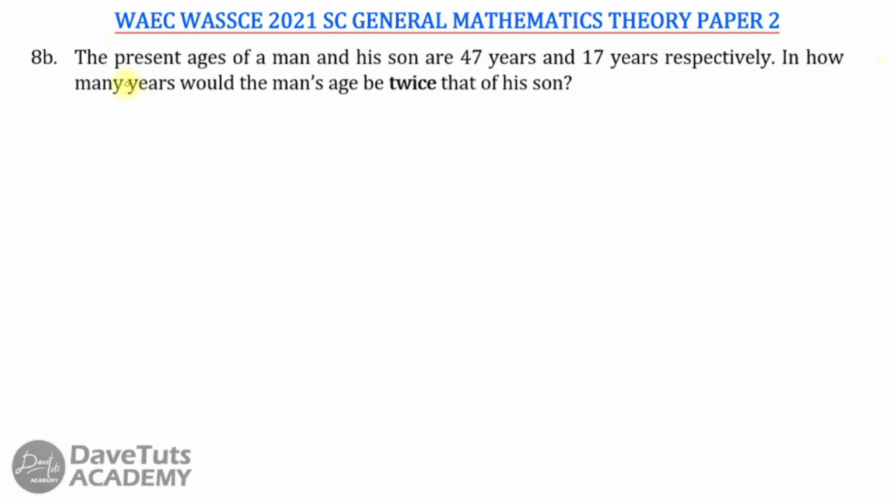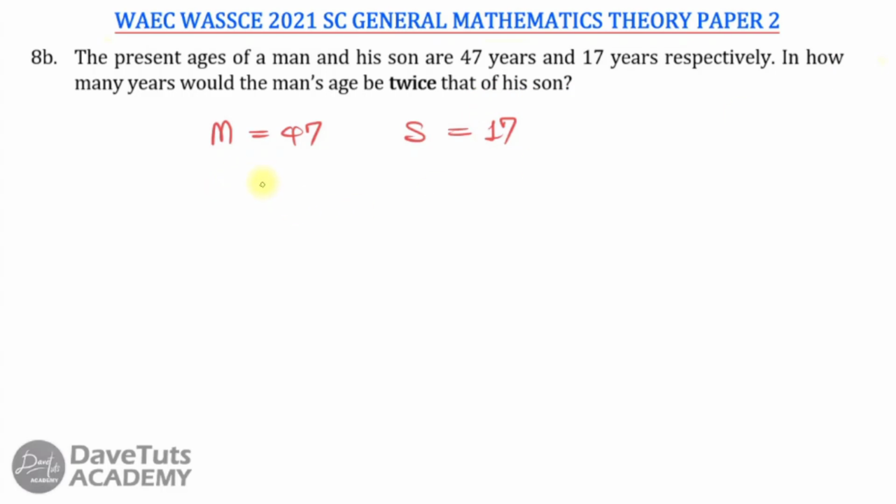In this word problem, we are given that the present ages of a man and his son are 47 years and 17 years respectively. So that inherently means that for the man, his present age is 47, and for the son, his present age is 17, okay? In how many years would the man's age be twice that of his son?